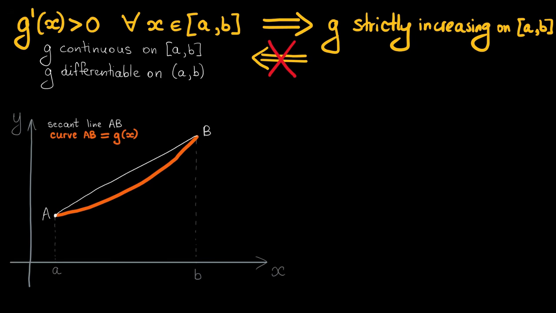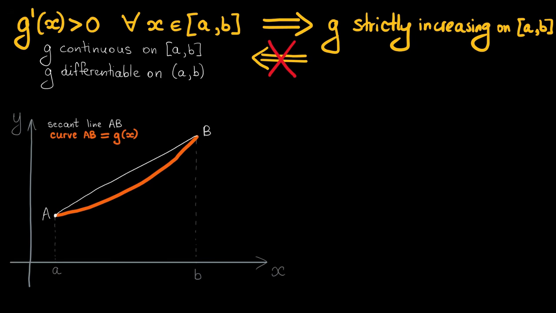However, we have to be very careful here, because if a function g is continuous on the closed interval [a, b], and it is differentiable on the open interval (a, b), and the derivative of g is strictly positive for every value in the open interval (a, b), then g is strictly increasing on the closed interval [a, b]. However, the converse is not true.